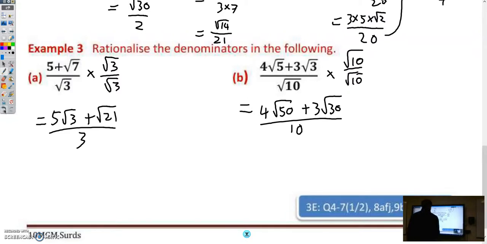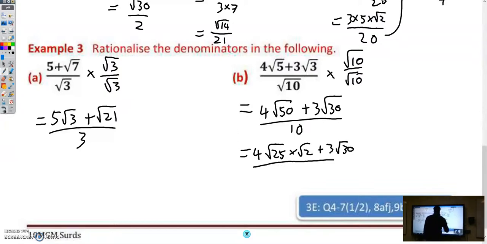Now we're going to simplify our surds if possible. The square root of 30 cannot be simplified. Factors are 1, 5, 6, 10, and 30, and 15. Okay? Square root of 50 can be simplified. So we're going to have 4 square factor of 25 times root 2 plus 3 root 30 divided by 10.